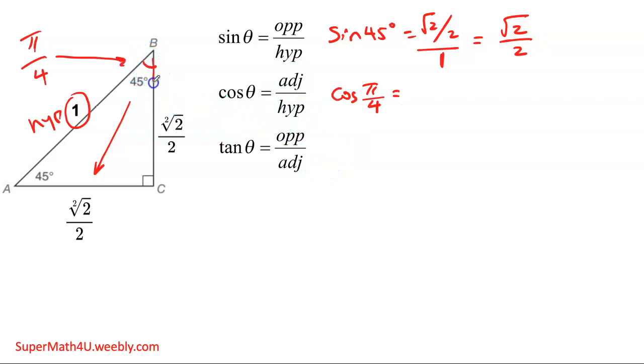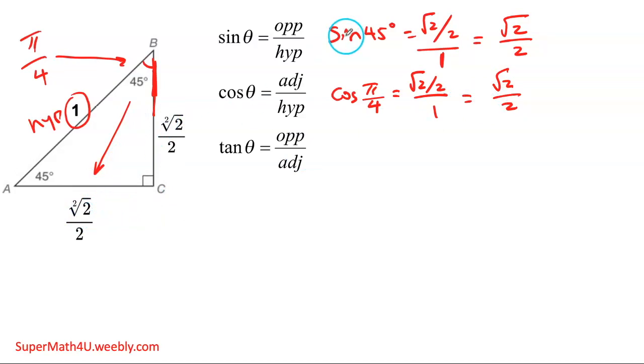If this is my angle, adjacent is next to it, but in this case it's the same measure. So square root of 2 over 2 divided by hypotenuse, which is 1. Anything divided by 1 is the same thing. So look at this thing. The sine of 45 and the cosine of 45, or pi over 4, is the same thing, because it's an isosceles triangle.